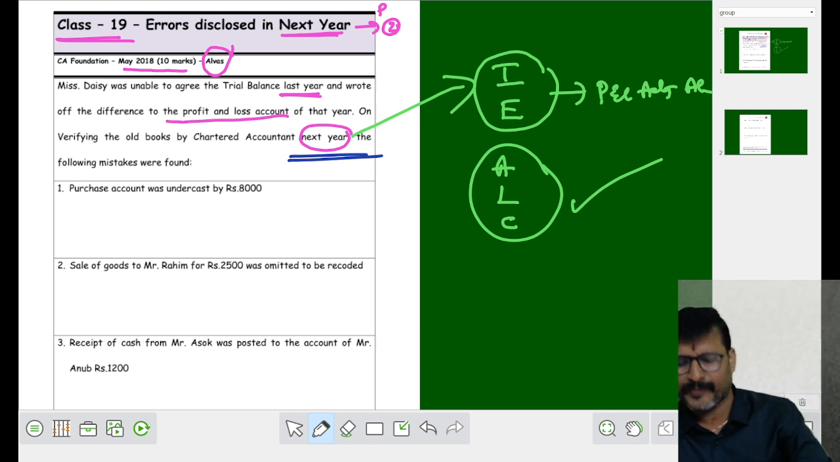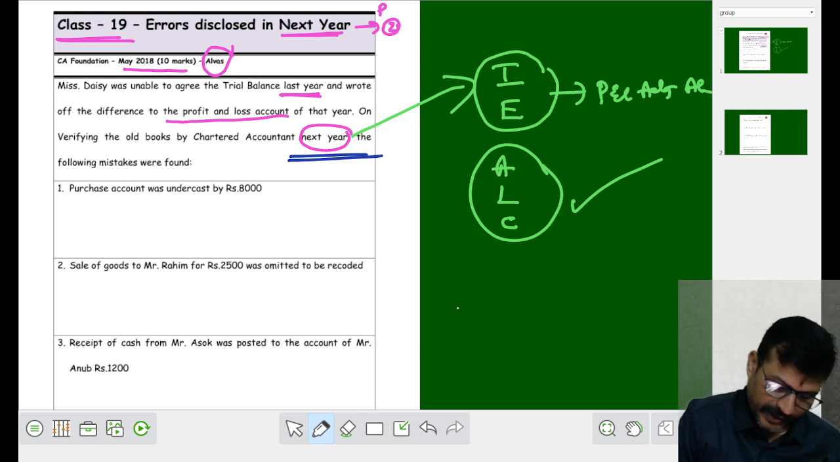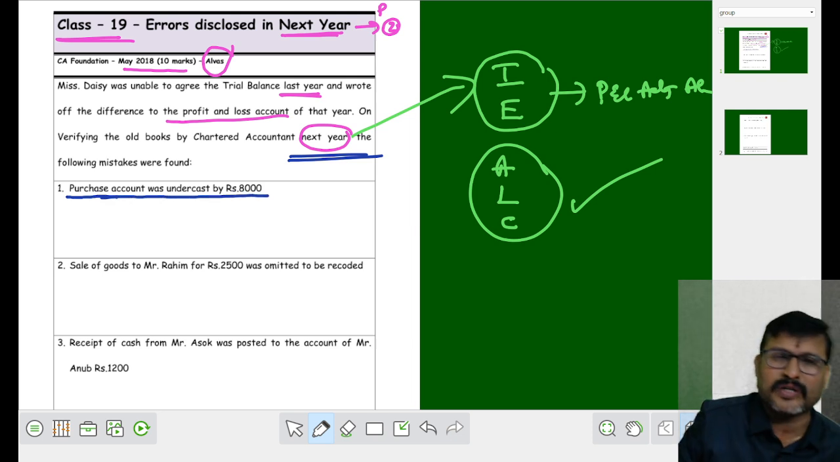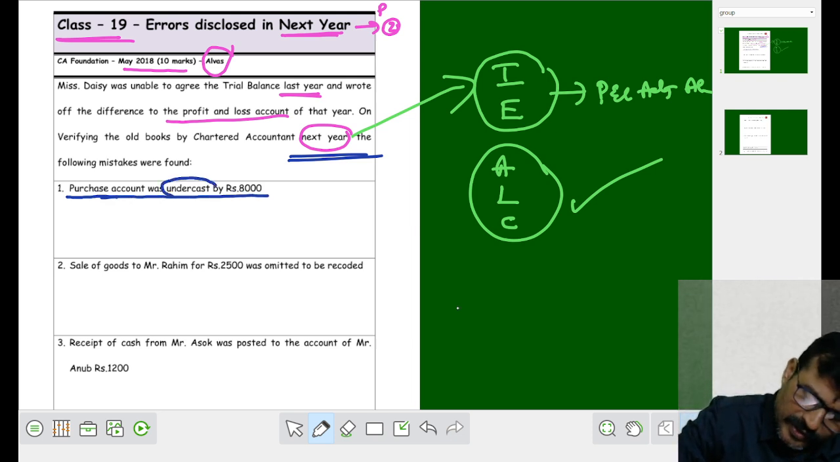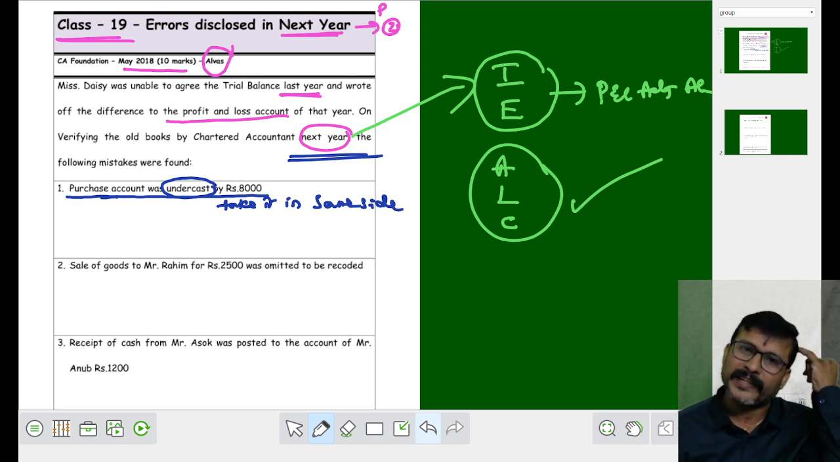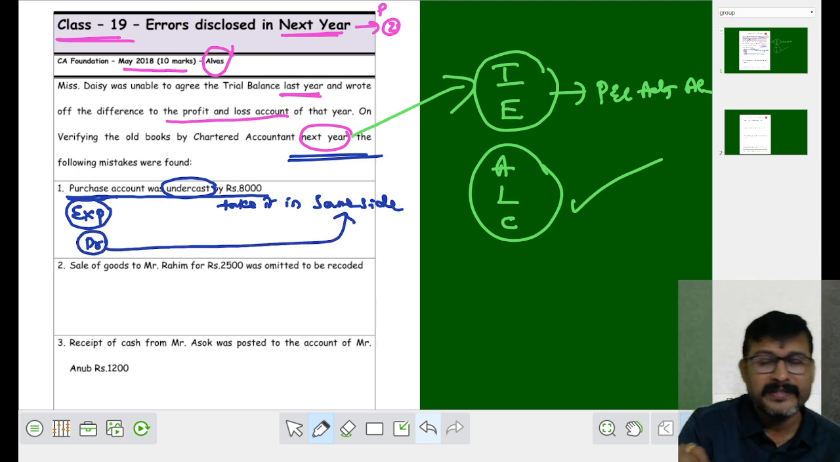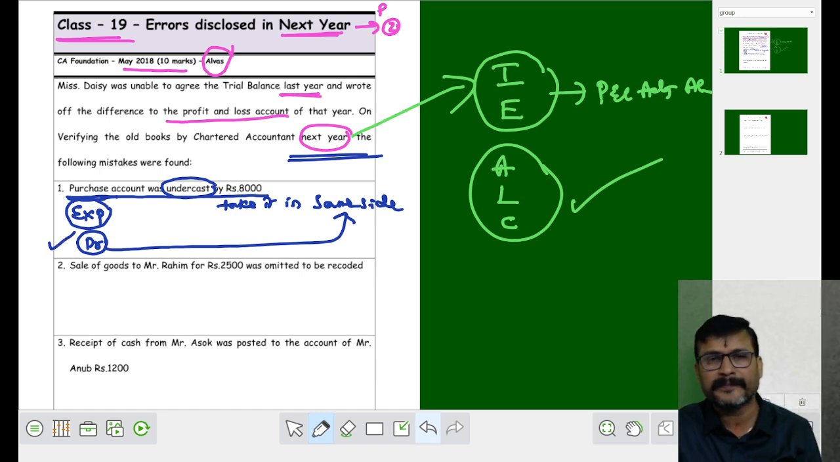Shall we move on to the first point of this particular problem, my dear students? Purchase account. Purchase account was under cost. Now tell me, under cost means what? Less. So what is the answer for this? Take it on the same side. What is it? Purchases. Purchases means expenses. Expenses means debit. Debit is to be taken on the same side, which means we have to take it on the debit side only.